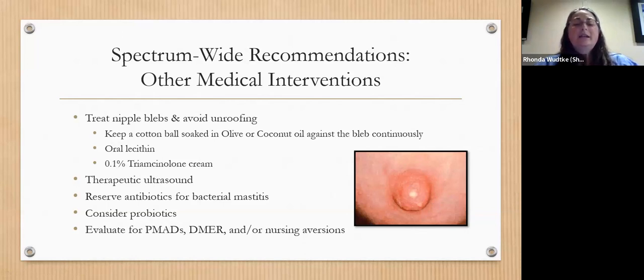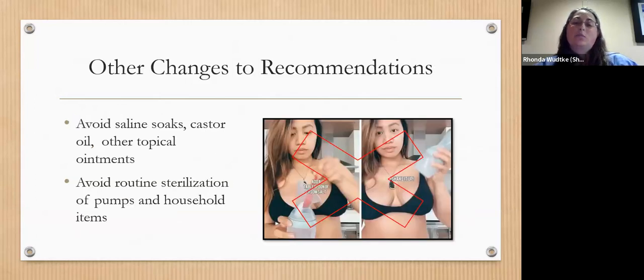We want to reserve that for bacterial mastitis, considering probiotics, and then do evaluate our patients for perinatal mood and anxiety disorders, because that increases their risk. Avoiding saline soaps, the castor oils, the Haka with the Epsom salt, because it causes more tissue breakdown and maceration. They also call for avoiding routine sterilization of pumps.